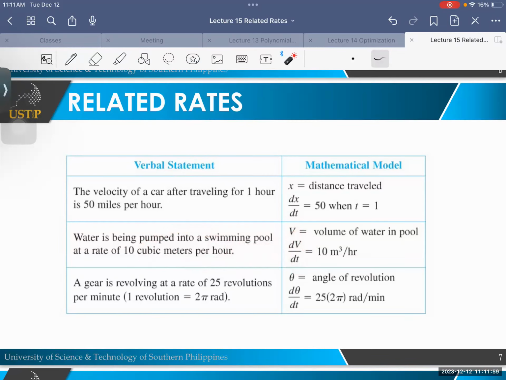And then, next is a gear is revolving at the rate of 25 revolutions per minute. Okay, one revolution is 2 pi radians. Unsa man tong model ani? Of course, the angle of revolution is theta. And per minute, per time, gina siya radians. So 25 revolutions, so 25 times 2 pi because one revolution is 2 pi radians. So that is d theta over dt. Okay, so those are just examples of how you model mathematically ang isa ka verbal statement.